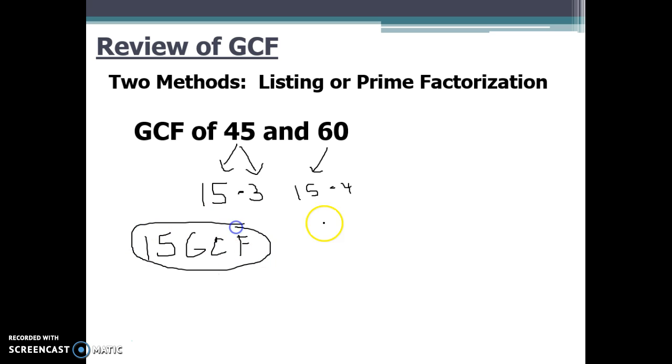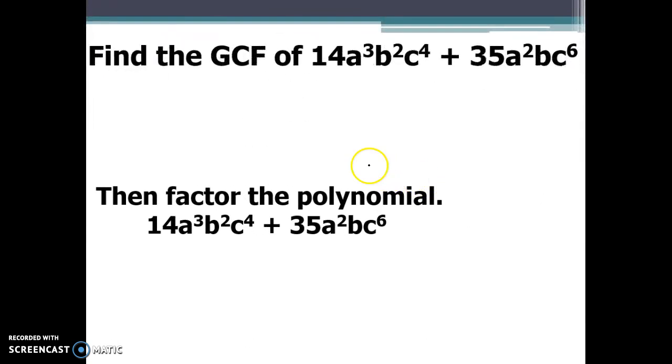Now, GCFs are not only useful for numbers, they're also useful for the monomials that make up a polynomial. We can figure out the biggest thing that goes into each piece of our polynomial. As a case in point, let's look at 14a cubed b squared c to the 4th plus 35a squared b c to the 6th. I said find the GCF. This looks super complicated and really gross, with all these numbers and letters. We all know how much we love letters. It seems really hard, but it's actually not. All we have to do is go to each piece and look for the biggest thing that is in each part of these monomials.